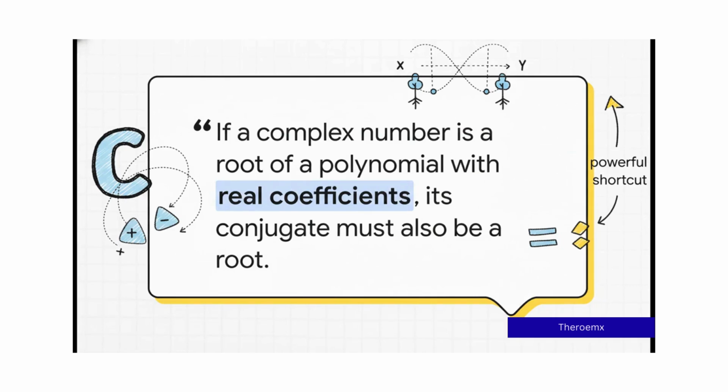Now hold on, did you notice something incredible about that last answer? The roots were -1 plus i and -1 minus i. They're conjugates of each other. That is not a coincidence. It's a fundamental law of the universe called the conjugate root theorem, and it is an insanely powerful shortcut.